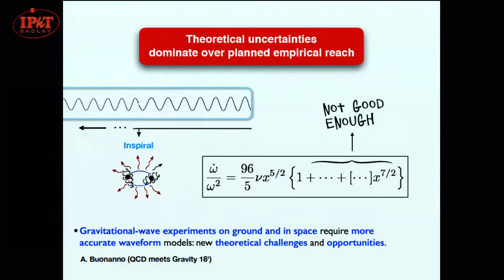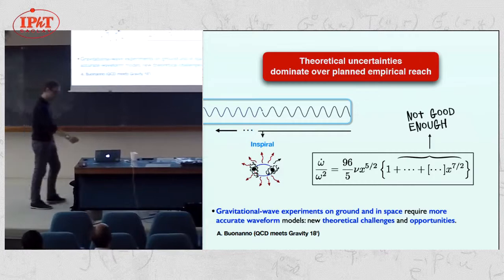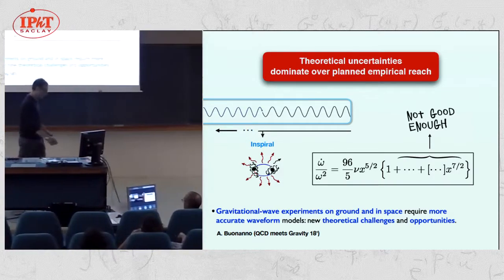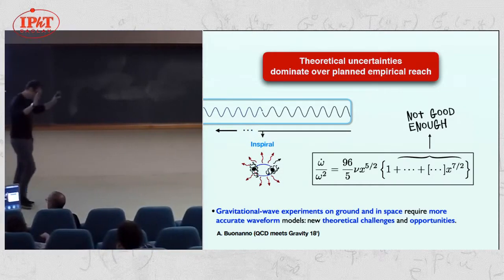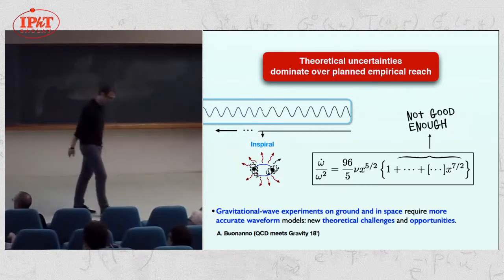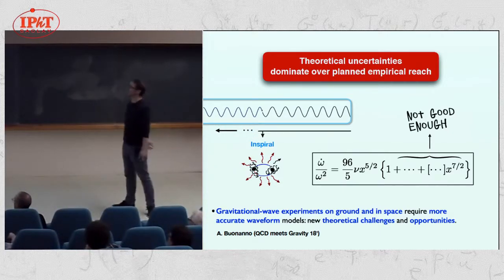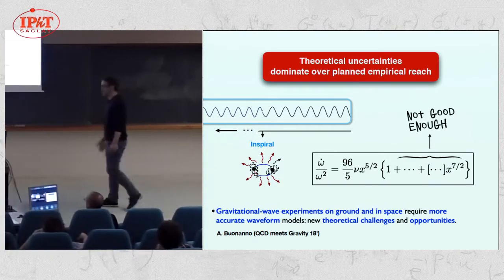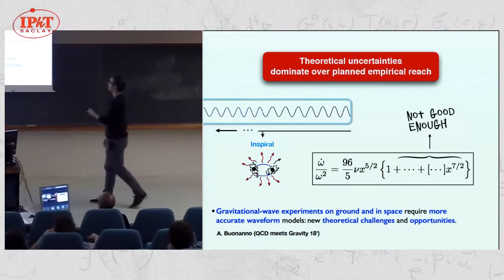And this is the two sides of the coin. So one is, okay, the future is going to be great in terms of gravitational wave observations. We're going to do much better than advanced LIGO, maybe with the Einstein telescope, and we believe that the machines are fantastic in terms of the empirical reach. Just thinking about the empirical reach, this is not good enough.